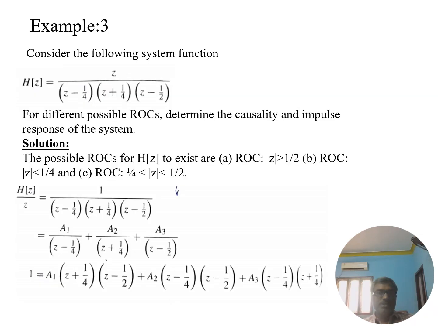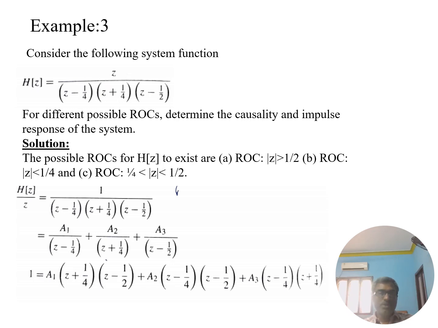The system function is given by H(z) = z / ((z - 1/4)(z + 1/4)(z - 1/2)). For different possible ROCs, determine the causality and impulse response of the system. When we look into these poles of the system, the different possible ROC conditions are: the first one is ROC |z| > 1/2, the second one is ROC |z| < 1/4, and the third one is ROC between 1/4 and 1/2.